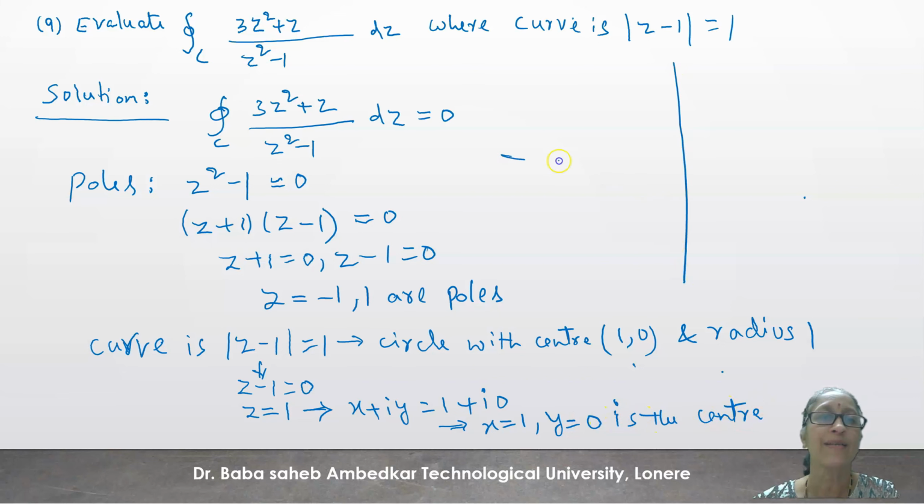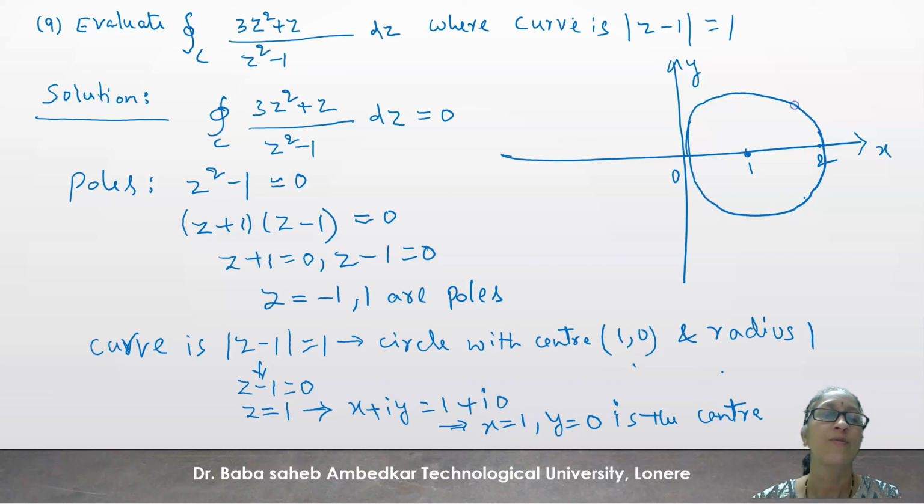Now let us plot that circle. Here the center is (1, 0). On the x-axis the value of y is 0. So this is the point (1, 0), this is the center. You get a circle like this. Okay. So let us check these points. Here z equal to 1 lies within the circle and z equal to minus 1 lies outside the circle.